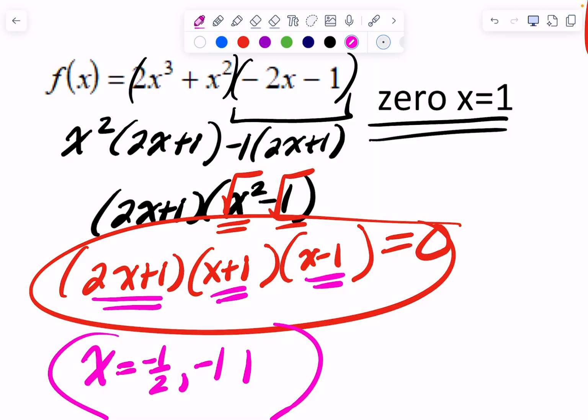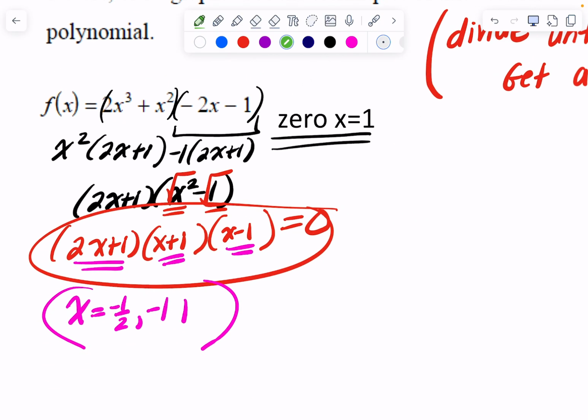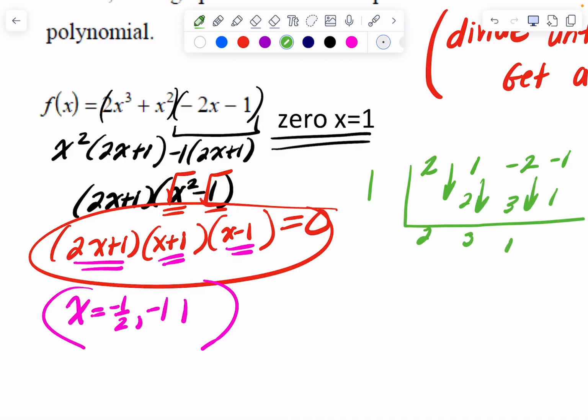Okay. So what could have happened is, let's say you forgot that. What you would have done is divided it down with 1. See, watch. 2, 1, -2, -1. Add straight down, stick with me. Multiply up, add straight down, multiply up, add straight down, multiply up. Do you guys see how I get a remainder of 0? Yeah. Then you would have said, since I have divided it down one time, it used to be power of 3, now it's a power of 2.